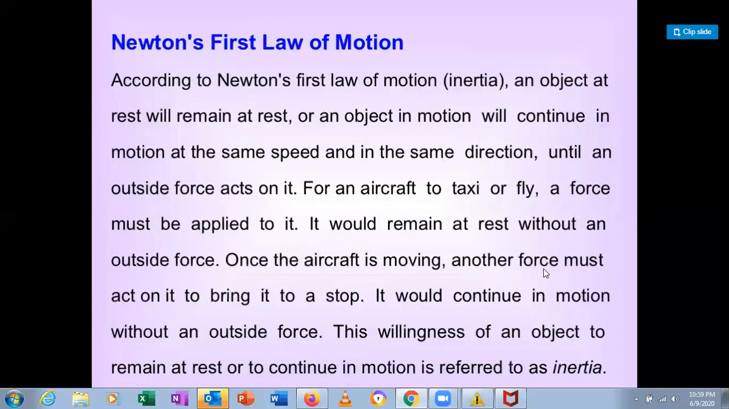So, Newton's laws of motion. Already you know that according to Newton's first law of motion, which is the law of inertia, every body continues in its state of rest or uniform motion unless or until an external force is applied on it. That is called the law of inertia.